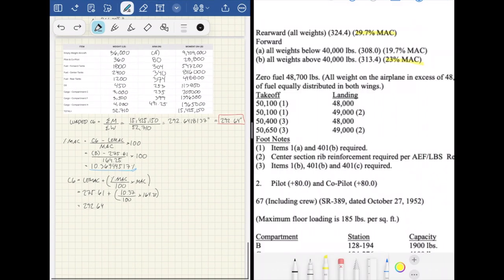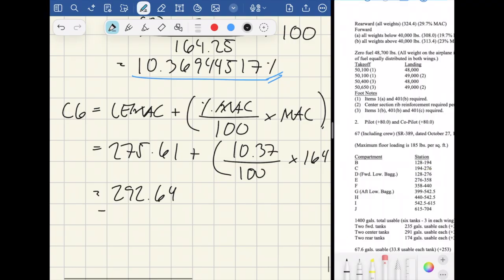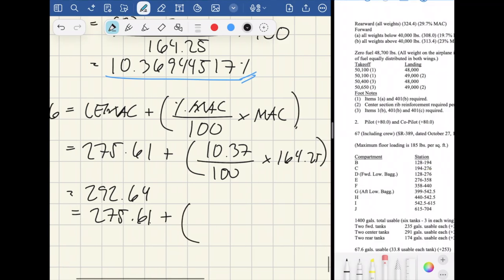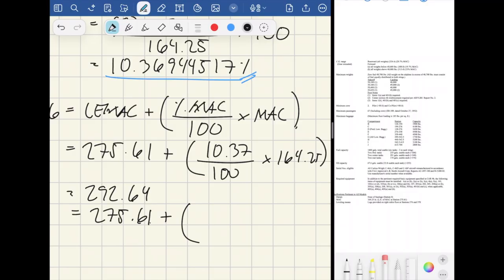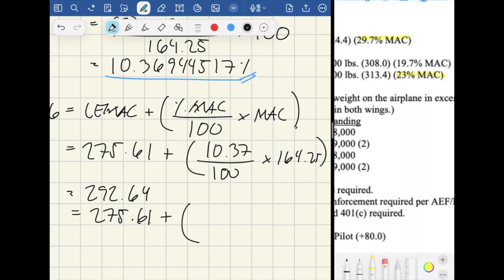Okay, so let's put it into practice. So our lemmac is 275.61 plus... For this instance, we're gonna use 23. So naisipan ko gamitin si 23%. Una, I'm gonna think na okay, so sa 23 is pasok sa limit or sa range because our limit is starting sa 23% Mach up to 29.7% Mach.